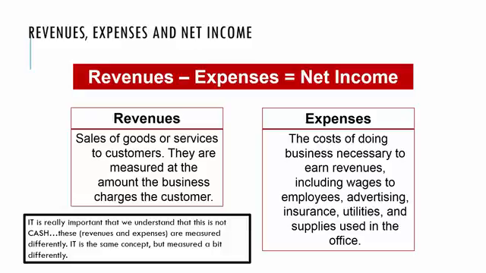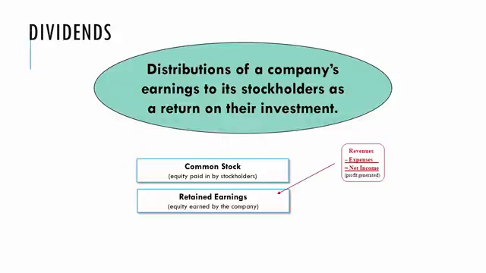This is a concept we're going to come back to in chapters 2 and 3. For now, I want you to know the revenues come about from sales. Expenses are the costs of doing business necessary to earn those revenues, and the net of revenues minus expenses is net income, which shows up on the income statement.